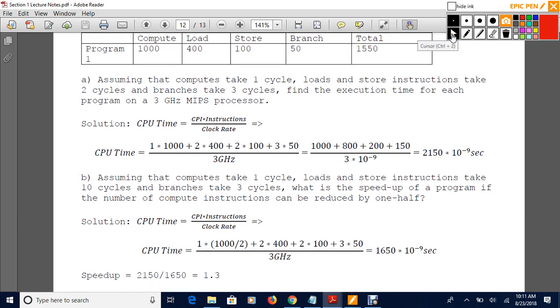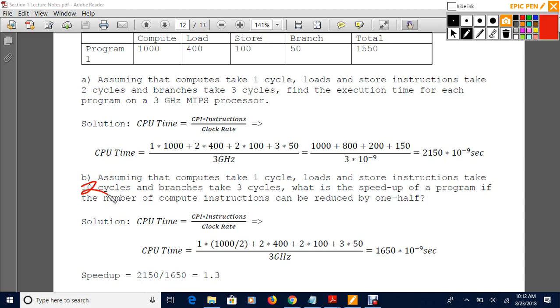So part 2, we have the same numbers, compute takes 1 cycle, load takes, and I'm sorry, that should be 2, right? Yeah, it's still 2. Forgive the typo. And branches take 3 cycles. What is the speed up of a program if the number of compute instructions can be reduced by 1/2? So somehow we have done a compiler, a software improvement, right? Where instead of requiring 1,000 computations, we only need 500.